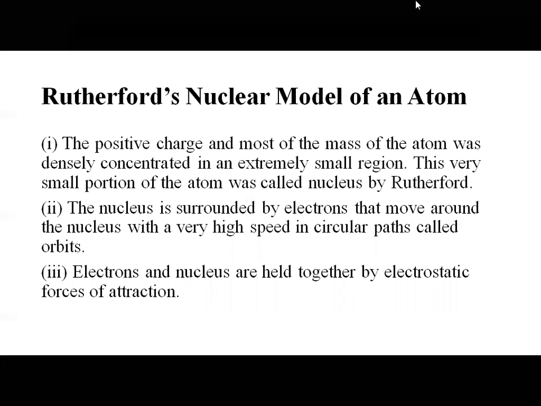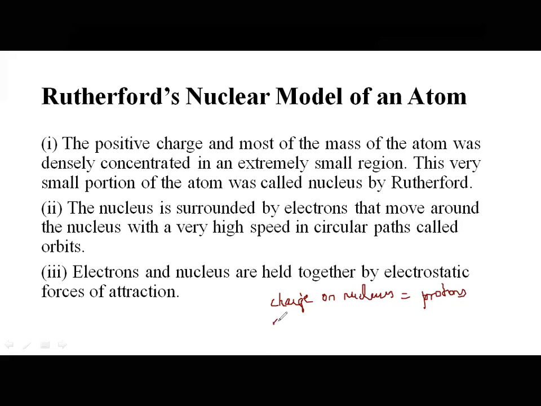So here I have skipped some of the points also. The charge on the nucleus was because of protons. And the mass of the nucleus, it is dense, right? The mass of the nucleus was not just because of protons, it was because of protons and neutrons, which were collectively called nucleons. So that small, positively charged, very heavy body was termed the nucleus by Rutherford.